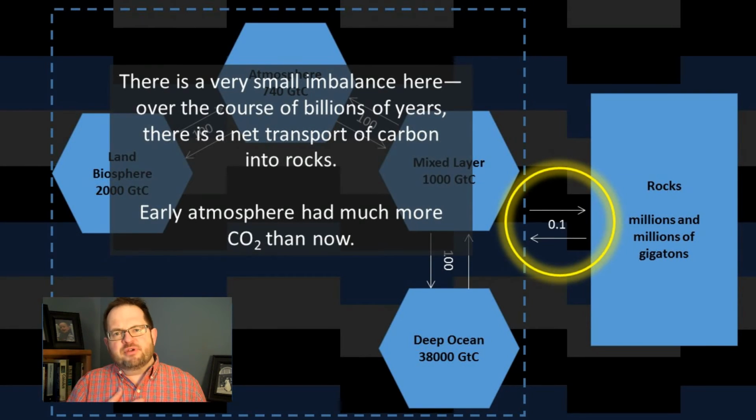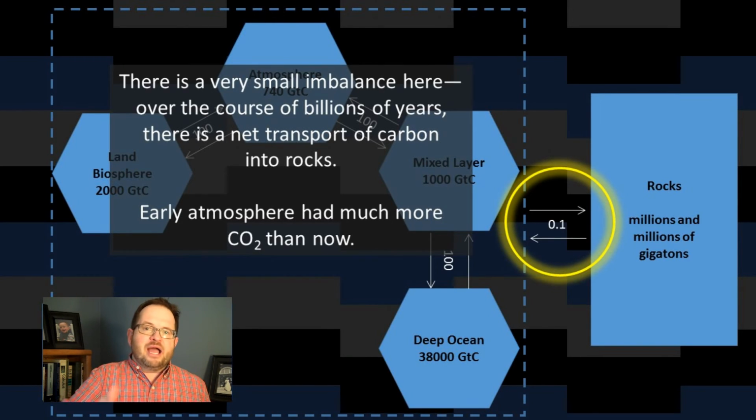Over very, very long periods of time, the small imbalance between the amount of carbon going into and out of the rock makes a huge difference, because we are slowly transporting carbon out of the atmosphere, biosphere, ocean system, and into the rocks. Slightly more carbon goes into the rocks than comes out of the rocks each year.